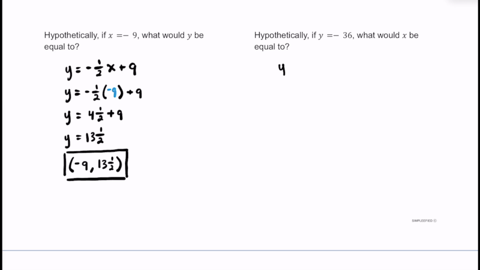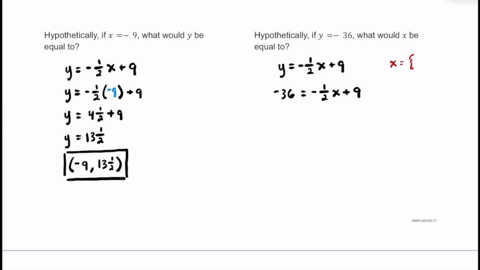All right, here's another hypothetical. This time it's going to be the slightly trickier version because we're going to have to work backwards a little bit here and play around with some numbers. But y in this case is going to be negative 36. So let's substitute that in for y. And that's going to be on its own on the left side. That's going to be negative half of something plus 9. All right, so let's go ahead and see if we can come up with some hypothetical values for x. So I think we're going to have to do an even number because we don't want to have any fractions here.